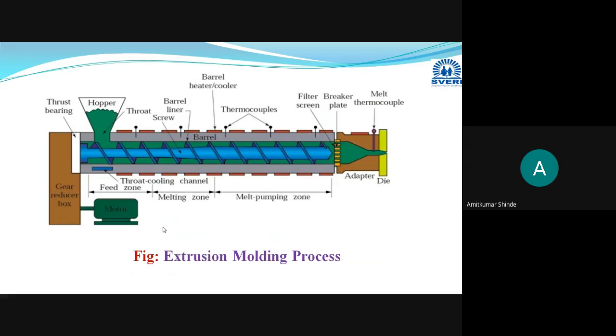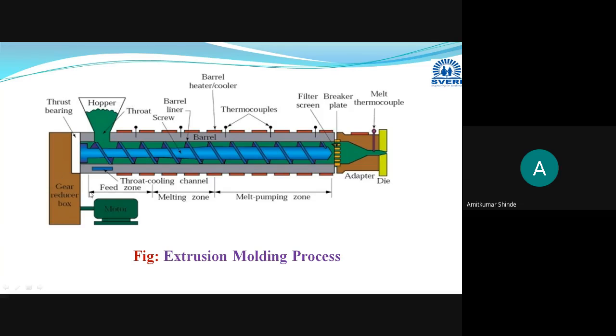Out of these 2-3 diagrams, this one shows the different components in brief. Okay, in brief they have shown all the components here. You can see the motor, then the gear reducer box, through which we are operating this turning screw. This is the hopper, and this portion will be termed as the throat. This turning screw is inside the barrel or cylinder.